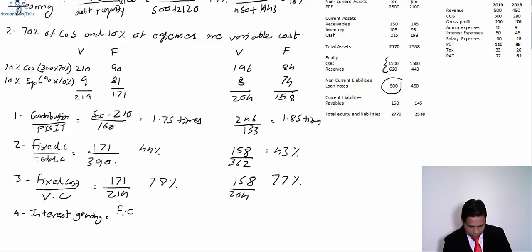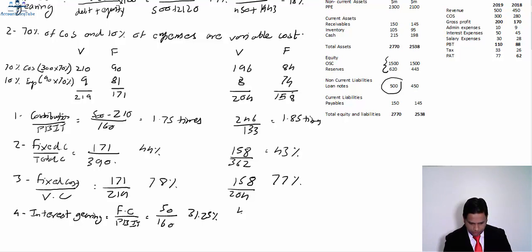Which is finance cost over PBIT. Now finance cost is 50, that's from the P&L, and the profit before interest and tax we have computed is 160. Dividing and multiplying with 100 will give you 31.25%.